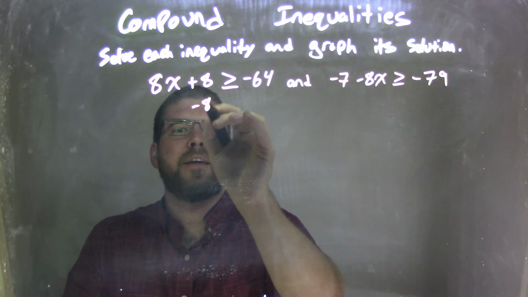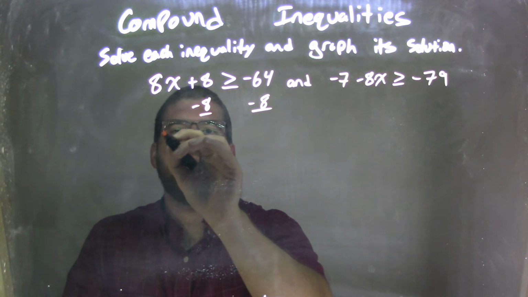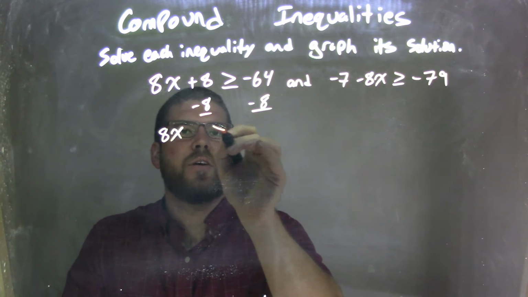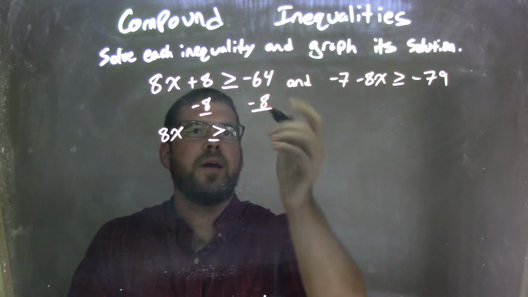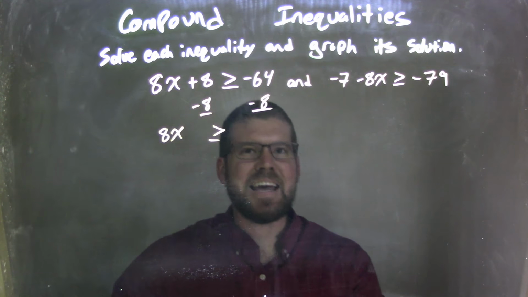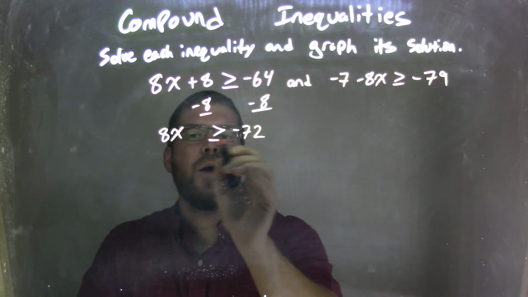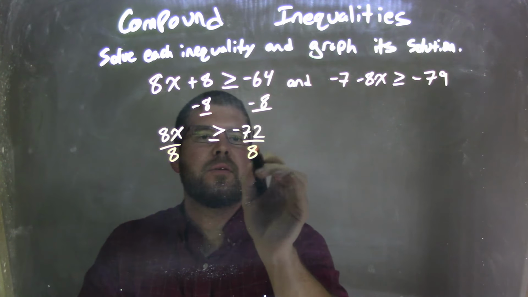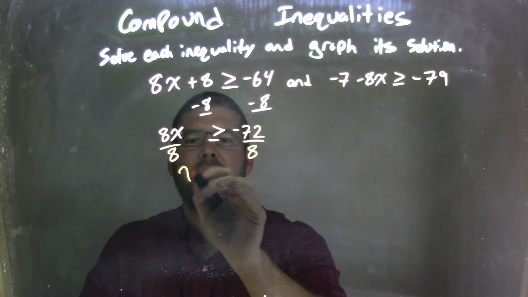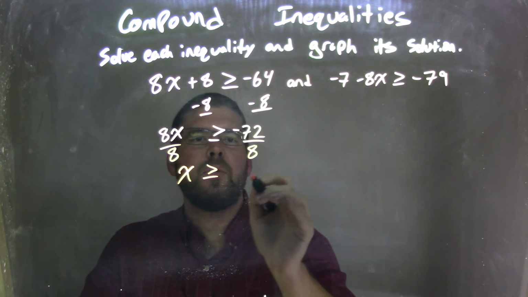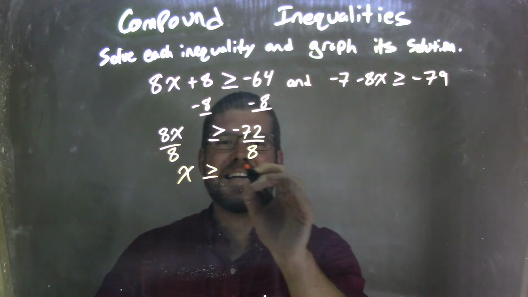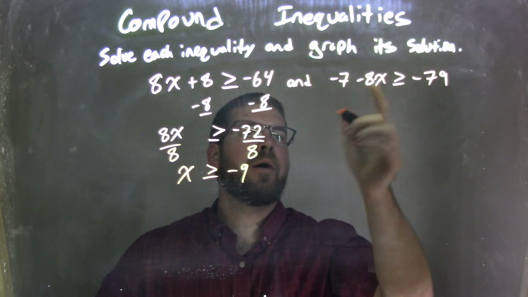So I'm going to subtract an 8 to both sides here, giving me 8x is greater than or equal to negative 64 minus an 8, which comes out to be a negative 72. Okay? Then I want to divide by 8 to both sides. And when I divide by 8 to both sides, x is by itself here, is greater than or equal to negative 72 divided by 8, which is a negative 9. So now I need to solve this one.